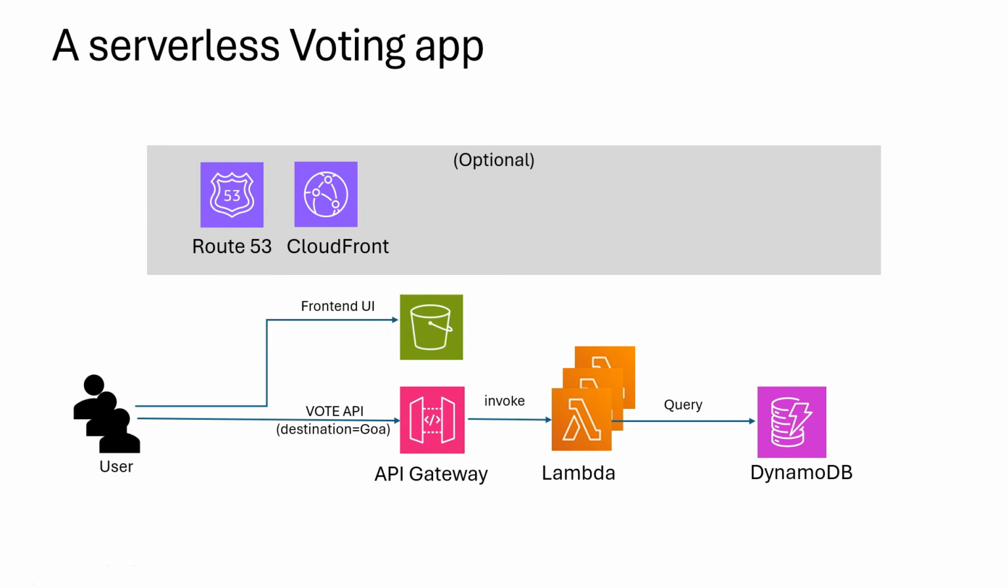For example, we can have Route 53 for the custom domain name. And further, in order to make the website more performant, we can use Amazon CloudFront. But these are optional services. So mostly we will focus on the architecture with S3, API Gateway, Lambda, and DynamoDB.